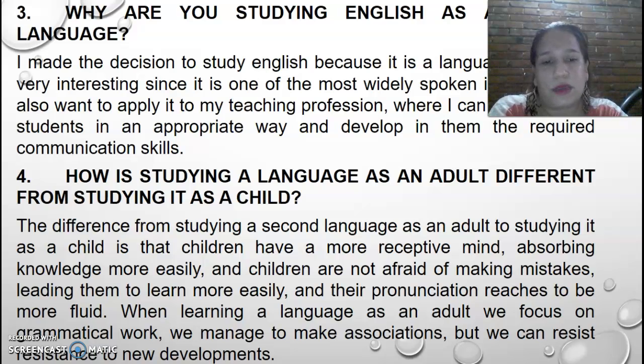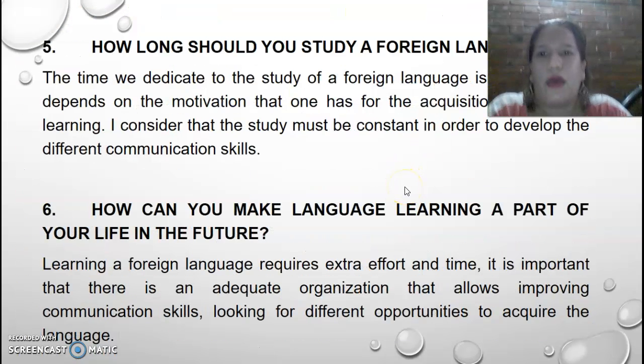When learning a language as an adult, we focus on grammatical work. We manage to make associations, but we can show resistance to new development. 5. How long should you study a foreign language? The time we dedicate to the study of a foreign language is relative. It all depends on the motivation that one has for the acquisition of the new learning. I consider that the student must be content in order to develop the different communication skills.